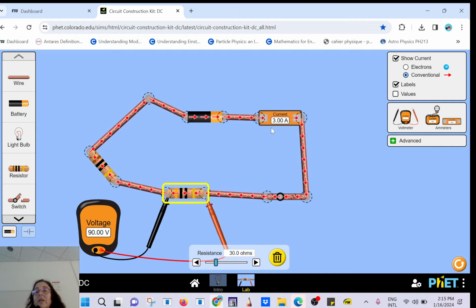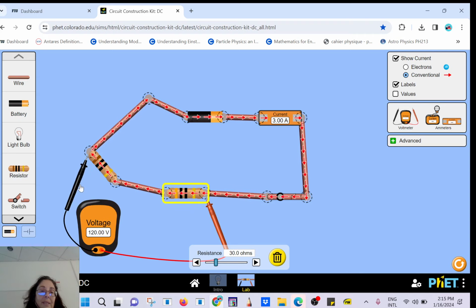So if the voltage drop is 90, what's the current flowing through it? 3. So 3 times the resistance is 90. That will be what we call Ohm's law.